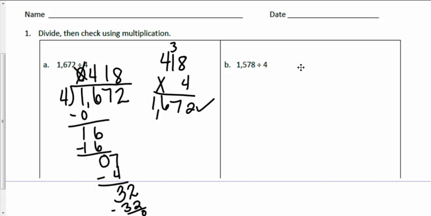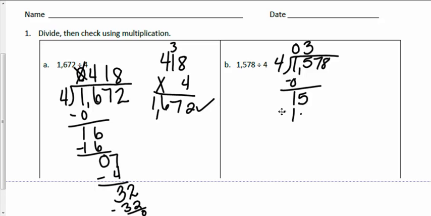All right, so I'm going to try this one. 1,578 divided by 4. Again, 1,000 divided into 4 groups is not going to give me any group, so that will be a 0. So 0 times 4 is 0. So I'm going to have that 1,000 left over. I'm going to add it to my 500s. So now I have 1,500 divided by 4, which would be 3. 3 times 4 is 12. That's going to leave me a remainder of 3.